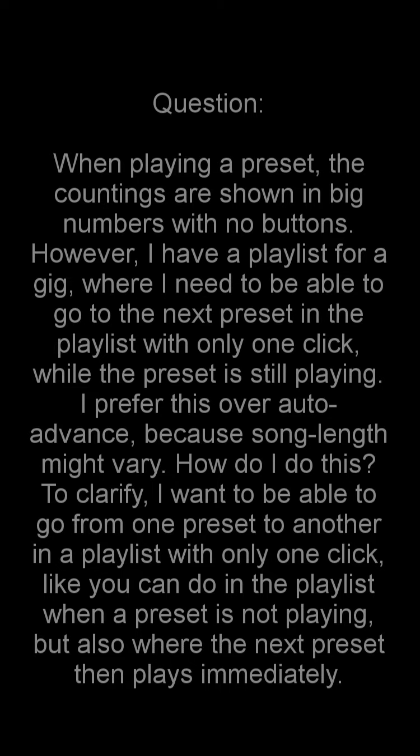So this user says, when playing a preset, the countings are shown in big numbers with no buttons. However, I have a playlist for a gig where I need to be able to go to the next preset in the playlist with only one click while the preset is still playing. I prefer this over auto advance because song length might vary. How do I do this?